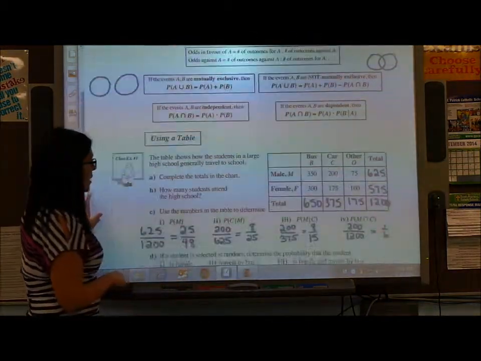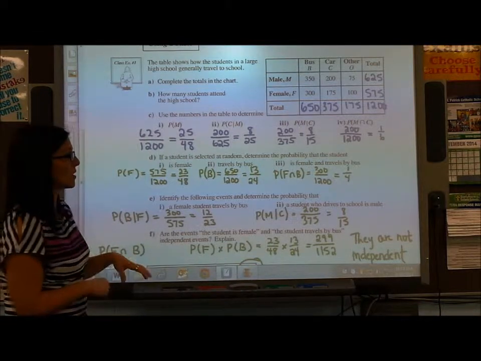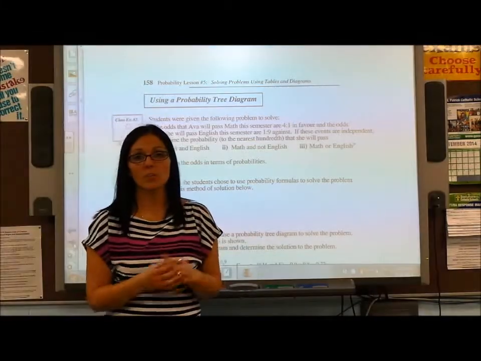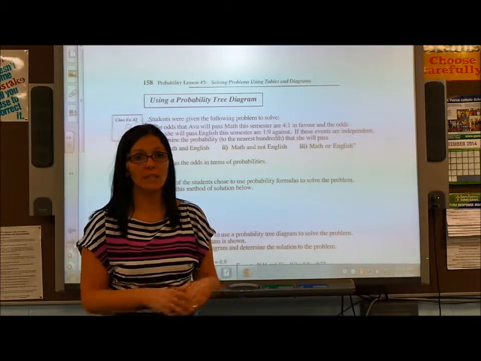So yesterday we looked at the first example on the tables, and I gave you question number 1 for homework. So what we're going to look at today is using tree diagrams to help us calculate these probabilities.